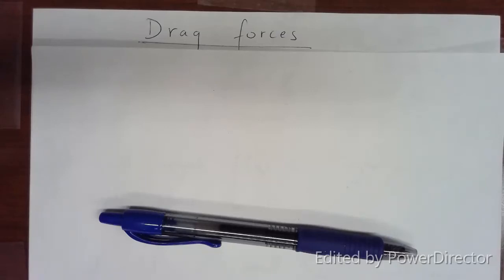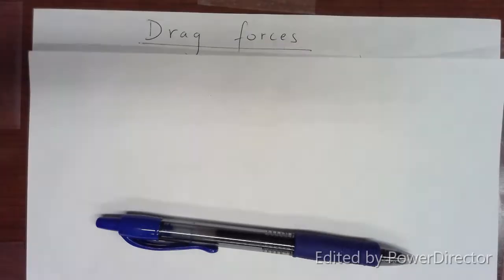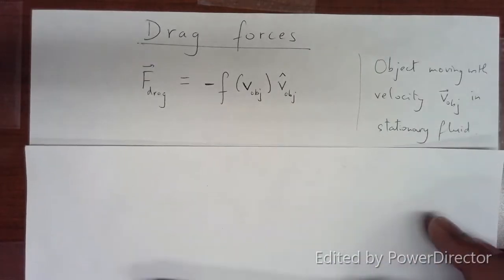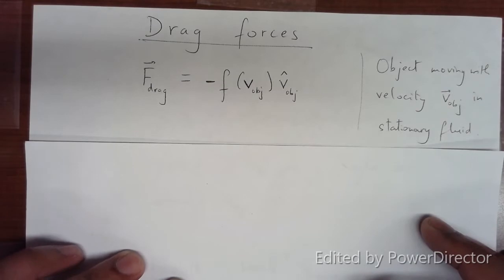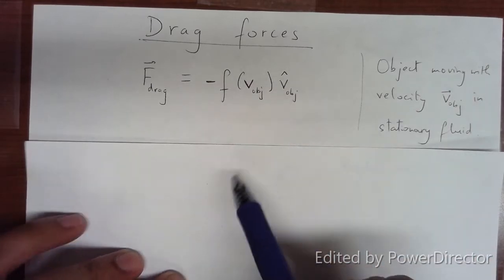In this video, we will look at drag forces. When a solid object tries to move through a fluid, that is a gas or a liquid, it experiences a resistive force. This is because it needs to push the fluid molecules out of the way and sometimes speed them up also a little. The direction of this drag force is in the opposite direction to the object's velocity.